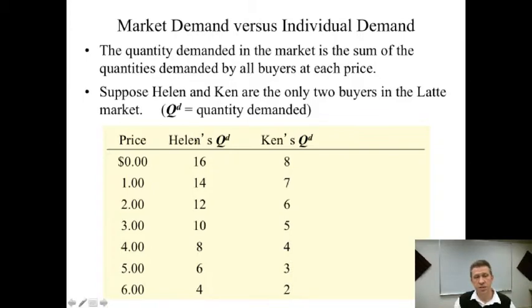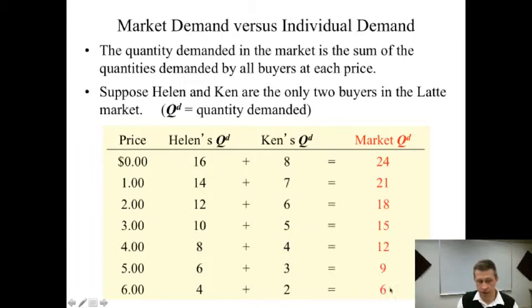So at the various prices, we know what Helen's demand schedule was. Here's Ken's demand schedule. So then you get a market quantity demanded, right? If they're free, Helen wants 16 lattes, Ken wants 8. At $1, Helen wants 14, Ken wants 7. So we get 16 plus 8 is 24, 14 plus 7 is 21. Price of $2, 18 total, all the way down. Right, it's just the sum.